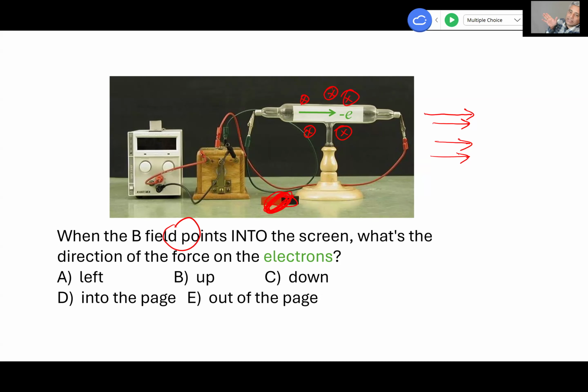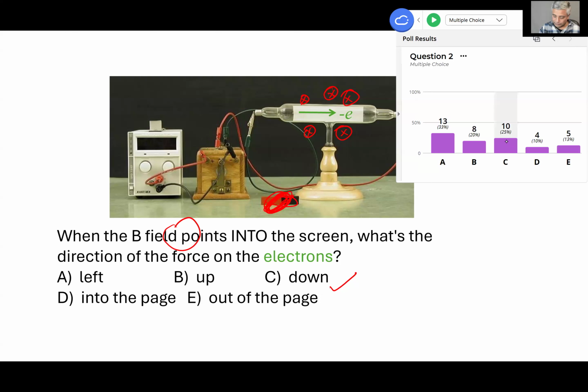V is to the right, and then I'm curling this toward the screen. My screen is in front of me, so that's why it's going that way. So my thumb, when it's raised, remains up. That would be the case if it was a positive charge moving, but it is a negative charge moving, which means I need to reverse that. So it looks like down is the correct answer in this case.